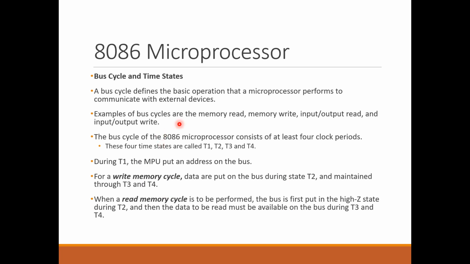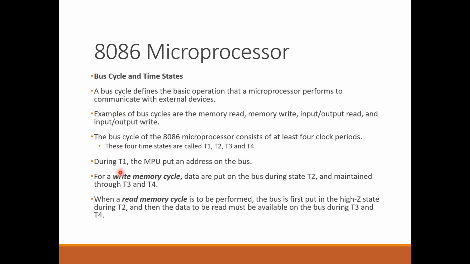A bus cycle and the timing states of the 8086 microprocessor. A bus cycle defines the operation which is being performed by the microprocessor with an external device such as memory or the input or output devices, and those operations are memory read, memory write, IO read, and IO write. So each time the microprocessor performs an operation, the bus cycle is going to consist of 4 clock periods, and they are called T1, T2, T3, and T4.